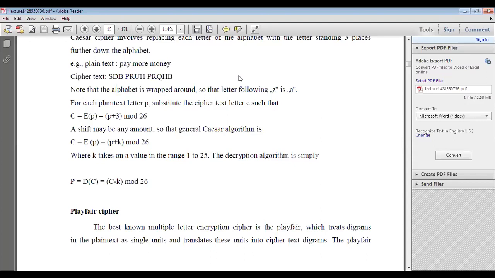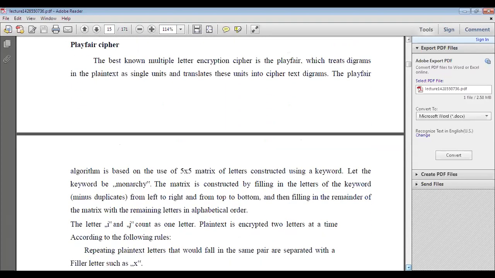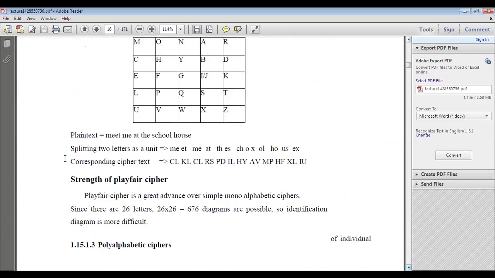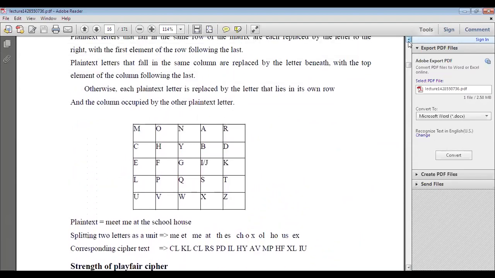So in the next class we'll continue with the Playfair cipher. For the Playfair cipher, for example, this is the original message: Meet me at the schoolhouse. That is the original message. I want to encrypt it with the key MONARCHY. Monarchy is the key, this is the plain text, and this is the key.